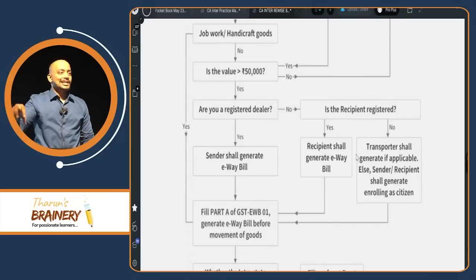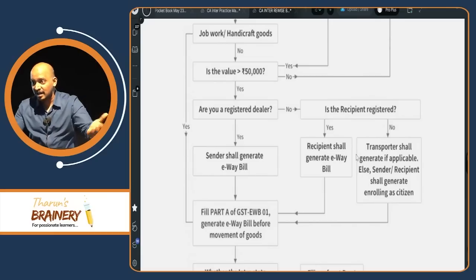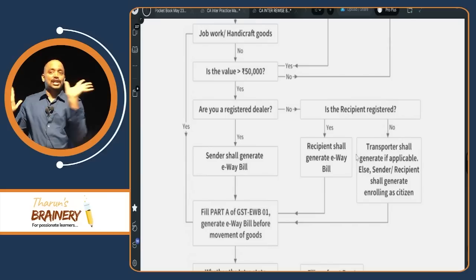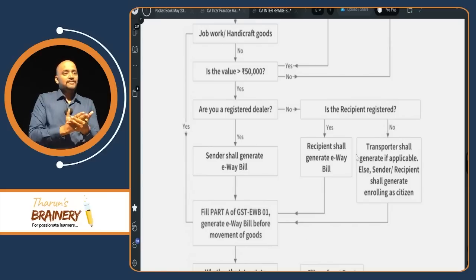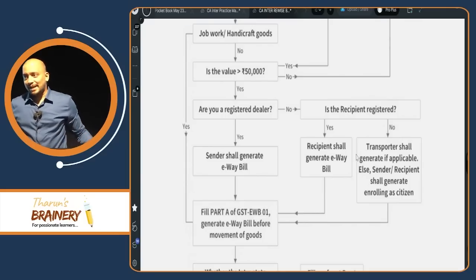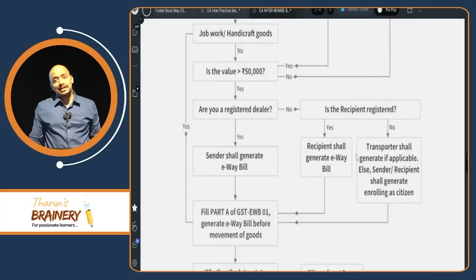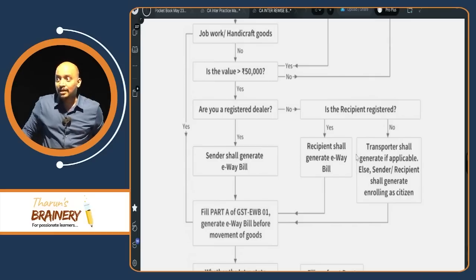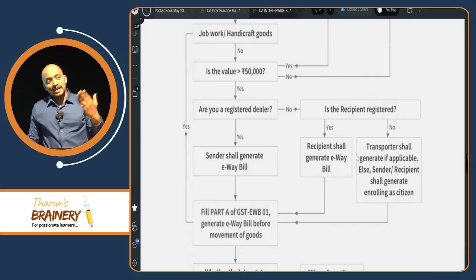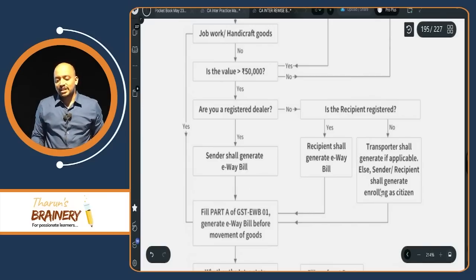So that's why they are telling, even if the transporter is not generating, either the seller or buyer, enrolling as a citizen of India, needs to generate e-way bill. So first priority, if the supplier is registered, the supplier shall generate e-way bill. If the supplier is unregistered and the recipient is registered, the recipient will generate e-way bill. If both are unregistered, the transporter should generate e-way bill, else the sender or recipient shall generate it by enrolling as a citizen.